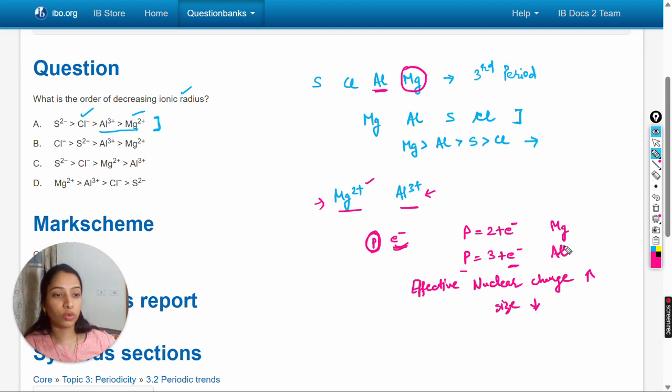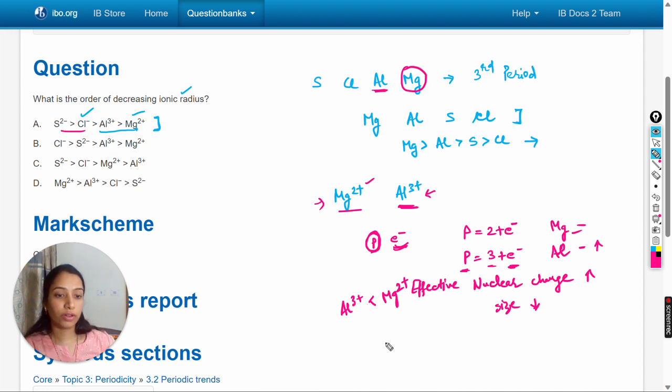And in case of aluminium, 3 electrons are removed. That's why the number of protons are 3 more than the electrons, and these are more than magnesium. So effective nuclear charge will increase more in case of aluminium than the magnesium. So size of the aluminium 3+ will be less than the Mg2+. And now we will discuss the anions.